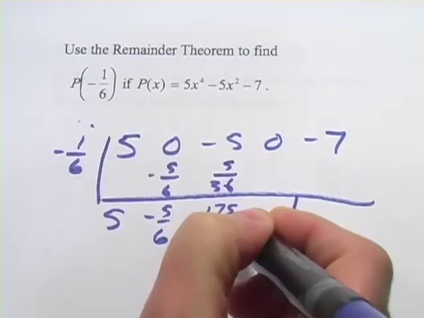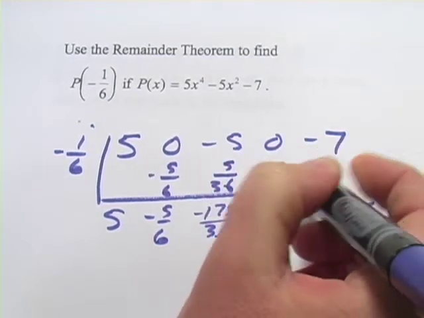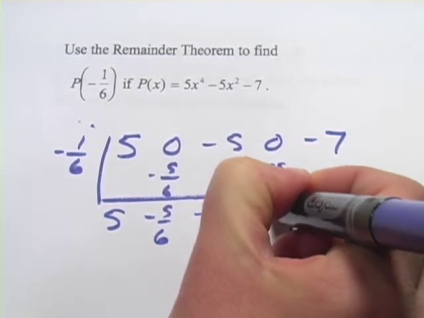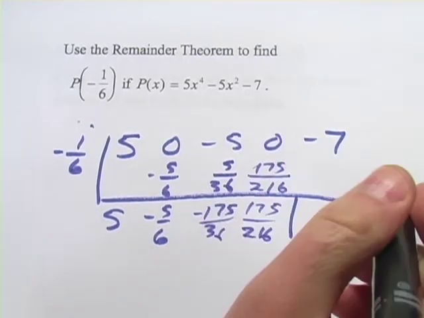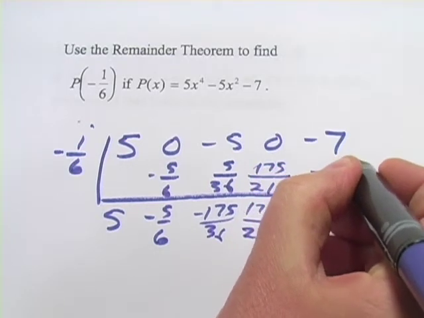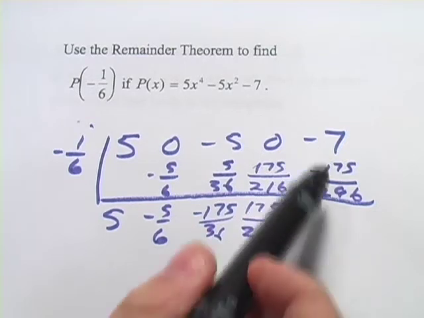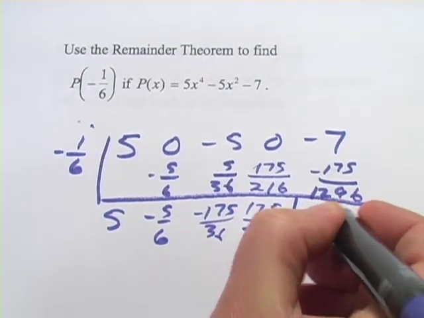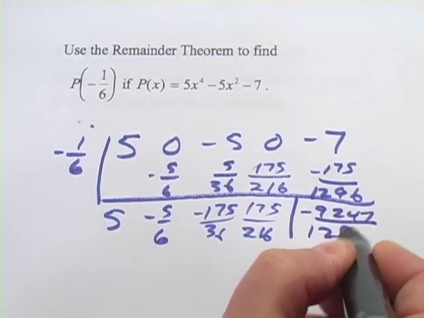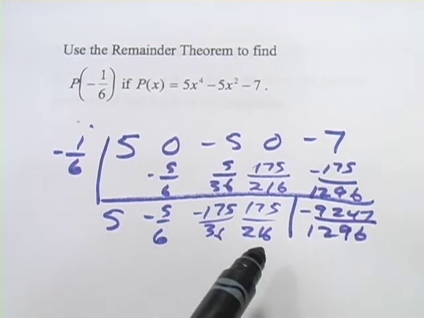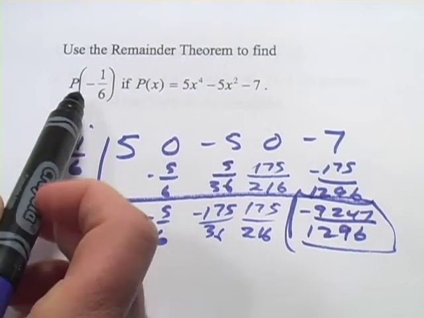And multiply that by -1/6, we get 175 positive 216ths. And multiply that by -1/6, and you should get -175/1296. And then when you do the addition there, I think you get 9,247/1,296. You might want to check my math on that one, but I think that's correct. And that is our value of p of -1/6.